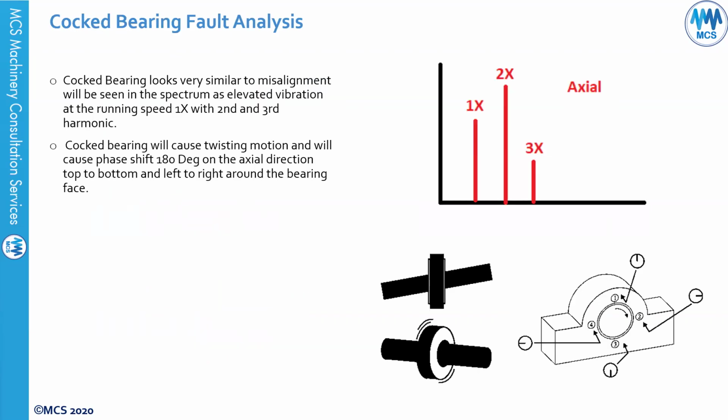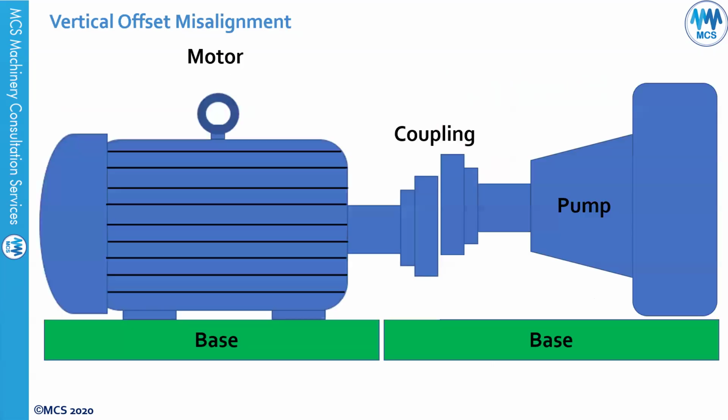For a cocked bearing, you will see 1x, 2x, and 3x, and a cocked bearing looks very similar to misalignment. It will be seen in the spectrum as elevated vibration at 1x, and the second and third harmonics. A cocked bearing will cause a twisting motion, and it will cause a 180 degree phase shift in the axial direction, top to bottom and left to right around the bearing face.